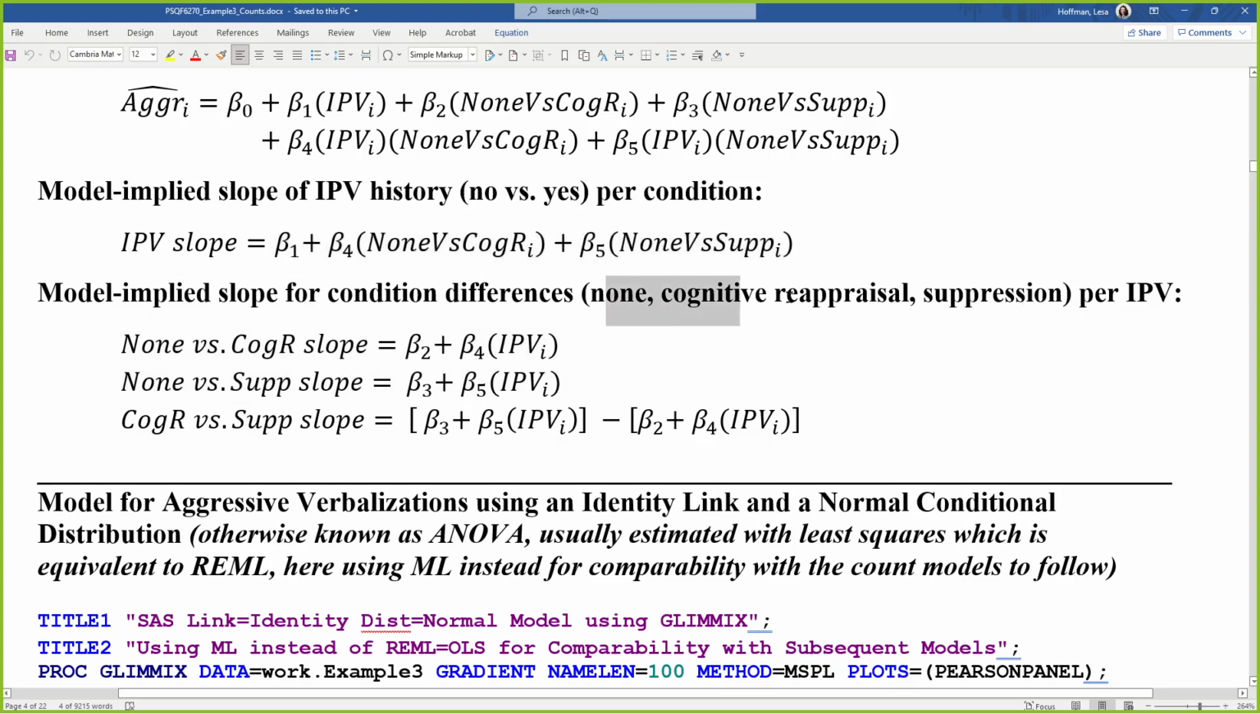Likewise, if I want to know about the differences between the instruction conditions, for each one, I go up to the model and find all the terms that have that. So for instance, none versus cognitive reappraisal, and it would be beta 2 plus how that effect differs as a function of IPV. So one of my group differences is right here. None versus suppression is right here. And then the one that's not given directly but is still implied by the model would be the effect of suppression minus the effect of cognitive reappraisal. So this is the only one that's not given directly that we have to write out as an estimate statement, but I've written them all out just because it's easier that way.